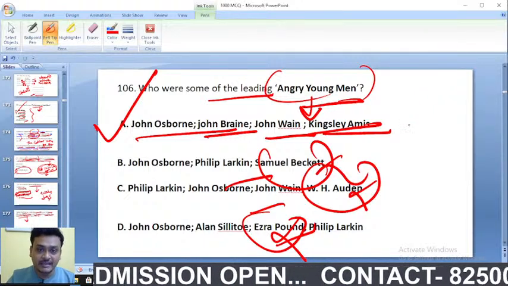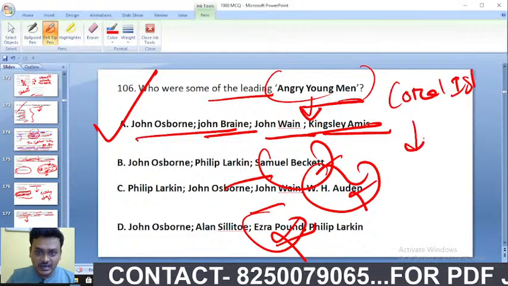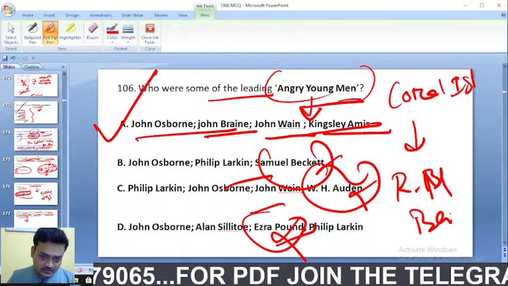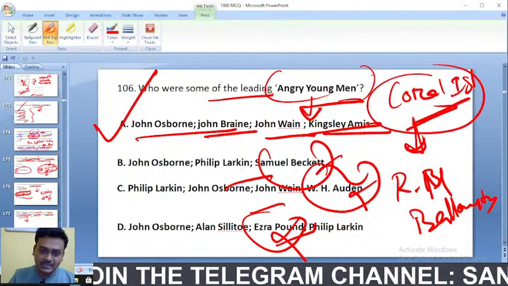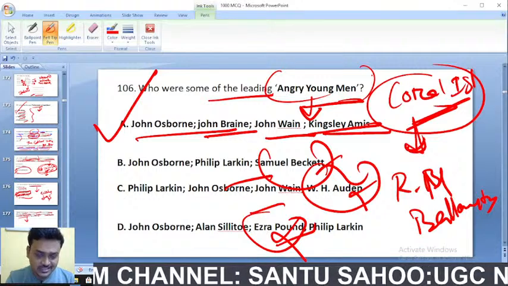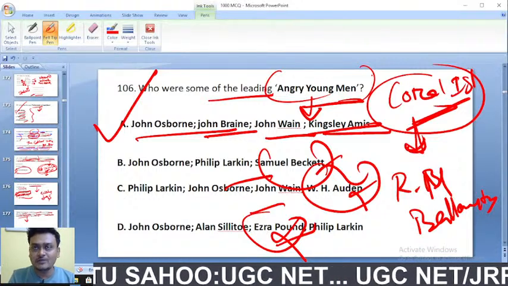Coral Island by R.M. Ballantyne. Okay, like that. Have a look at the spelling once, okay. Coral Island by R.M. Ballantyne, that had influenced William Golding to write the 1954 work, that is the Lord of the Flies.